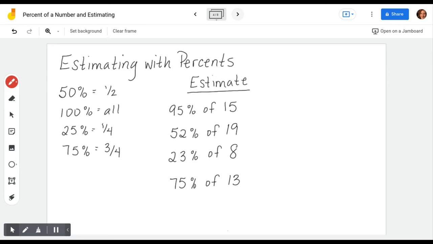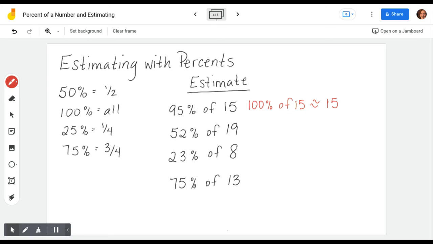For example, if I say 95% of 15, well, 95% is almost 100. So if I just think of that as 100% of 15, my answer is going to be close to 15. I'm going to use this little squiggly equals. It means approximately equal to. My answer is going to be approximately 15. Not exactly, but close. If you actually check 0.95 times 15, you get 14.25. So not perfect, but when you're estimating, you just want to get a rough idea that you can work with in your head. It's all about mental math.